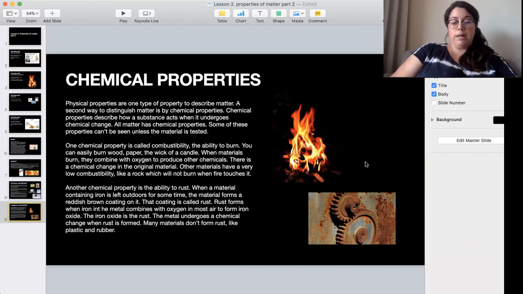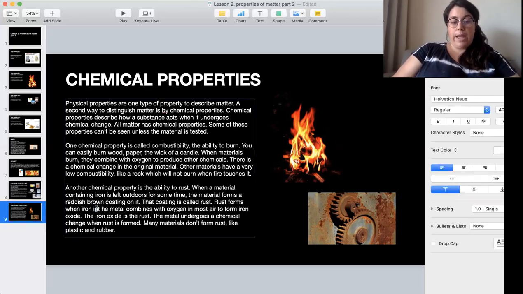And another chemical property is the ability to rust. Rust is what happens when you leave something that contains iron outside for some time, and the material forms this reddish brown coating on it. That coating, like you see here, is called rust. Rust forms when iron in the metal combines with oxygen in the air, forming iron oxide. The iron oxide is the rust, and the metal undergoes a chemical change when rust is formed. Many materials don't form rust, like plastic and rubber.